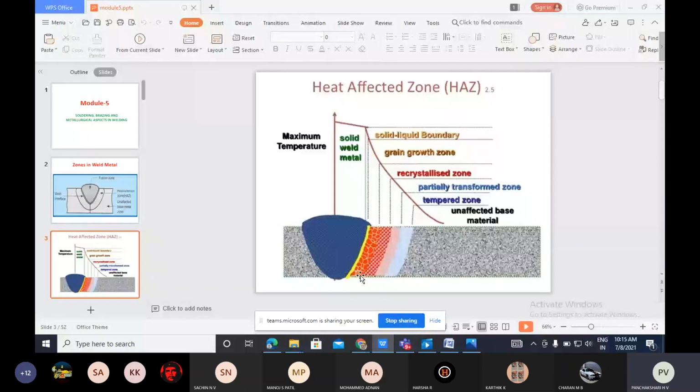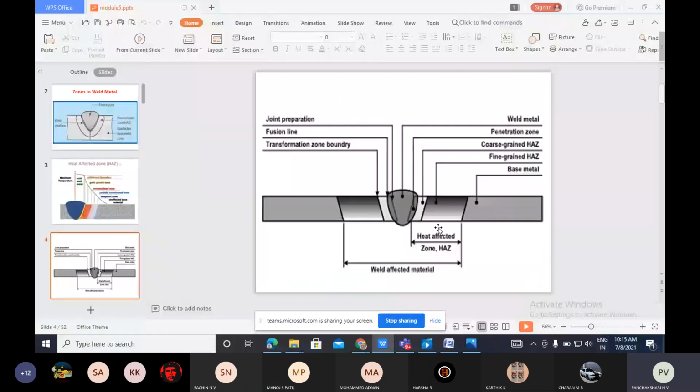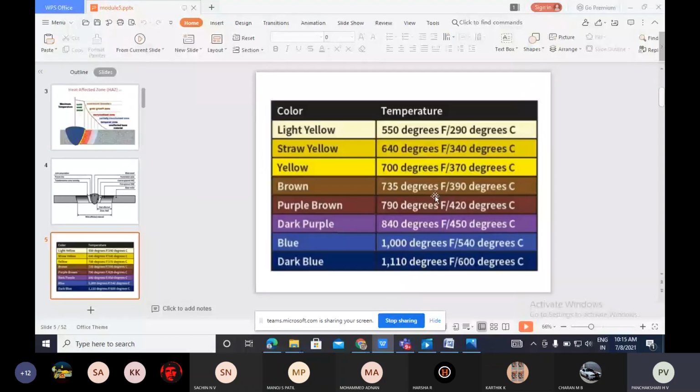Same thing here, heat affected zone, it is like this. From this part to this part, heat affected zone. You can explain with the previous diagram itself. So now let us see the temperature variation from center to the outside. How the temperature distribution you can see.